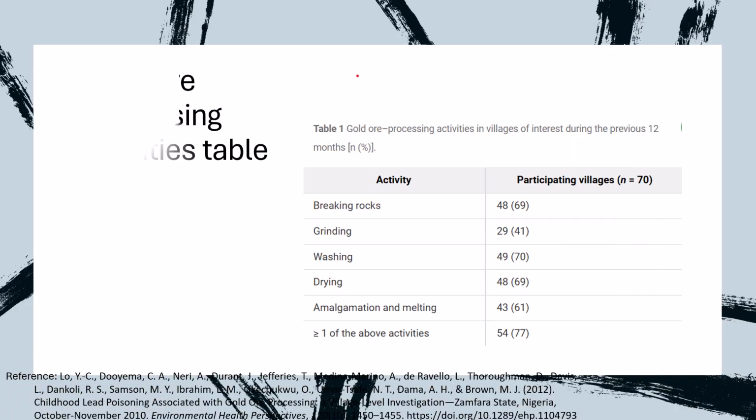The gold ore processing activities table. This table was developed through interviews, a questionnaire instrument, and various collection and analysis techniques, which were mainly centered around blood lead levels, the surrounding environment, and exposure to lead.